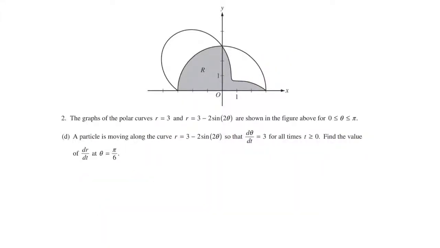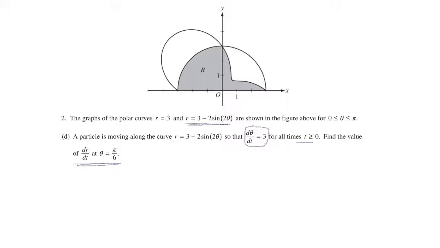All right, last question. A particle is moving along the curve r equals 3 minus 2 sine 2 theta, so that d theta dt equals 3 for all times t greater than 0. Find the value of dr dt at theta equals pi over 6. So here is the r value.